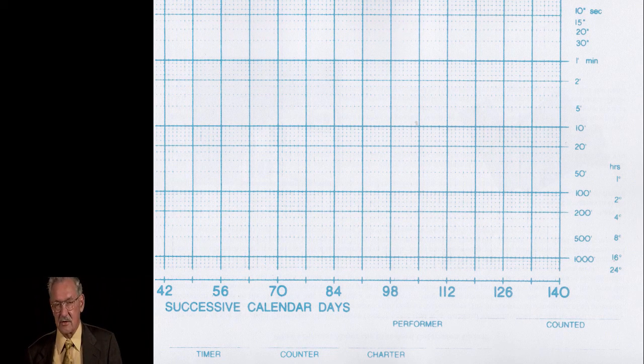Finally, the last thing you have to do in order to get a frequency is to time, to take a timing of the period in which the behavior is being observed. And the blank to the left of the counter blank is where you enter the name of the individual who is doing the timing.